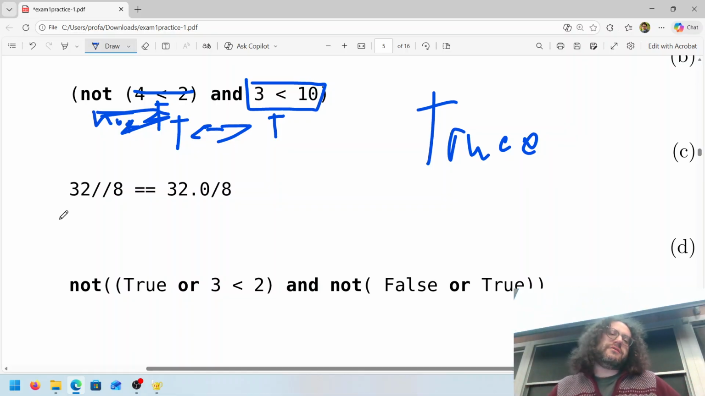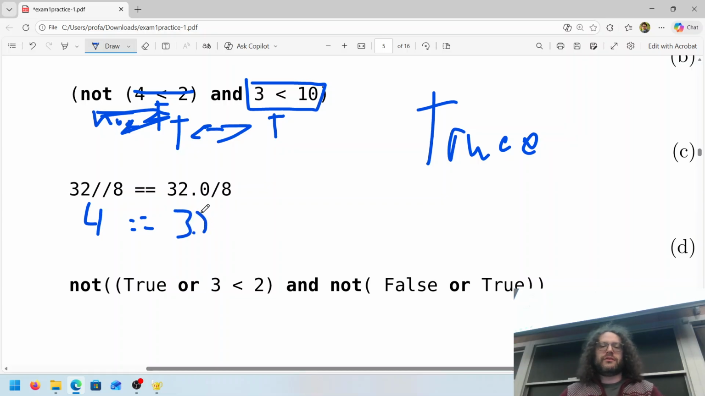This one, honestly, you can't really get until you check it on a computer. Or rather, you can't be 100% sure until you check it on a computer and then justify it after the fact. That's a really crappy way to do it, and that's probably the reason I put it on the practice exam, to give you a reminder. So 32 divided by 8 gives us 4 over here. 32.0 divided by 8, with a single division, gives us 4.0. So the question's really asking, is 4 the same as 4.0?